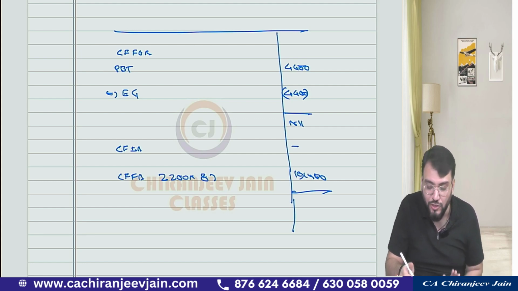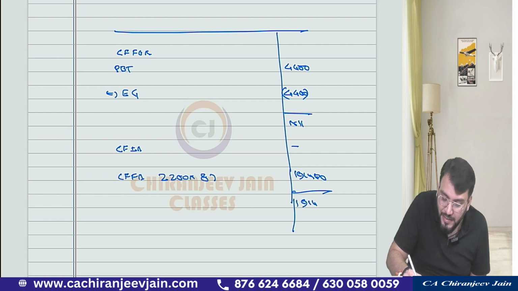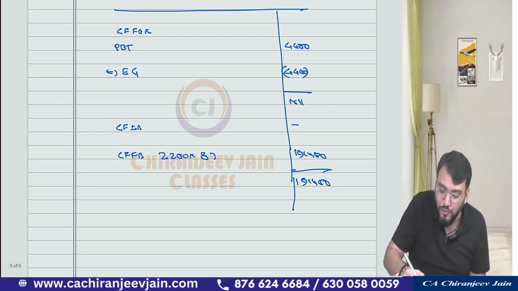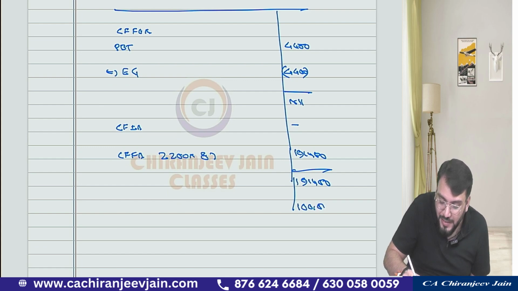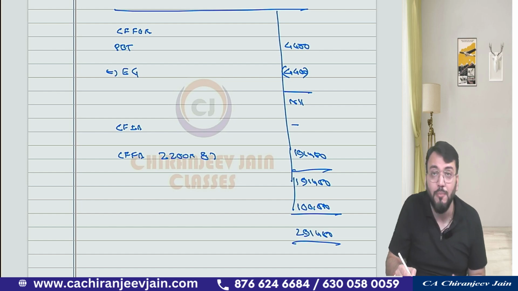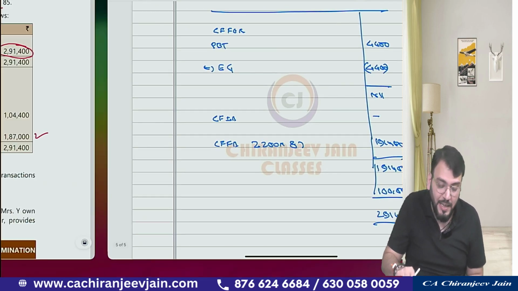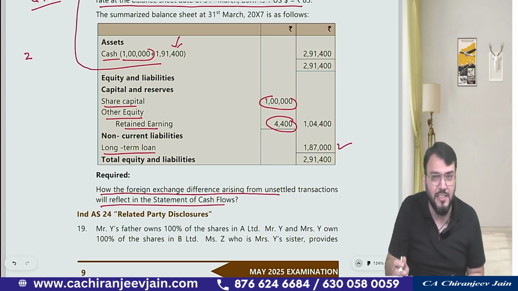Got this point? So can you say this becomes the net increase in cash and cash equivalent. The net increase in cash and cash equivalent during the year is 1,91,400. We'll add opening cash and cash equivalent, and this will become 2,91,400. That will become closing cash and cash equivalent, and that will tally with the balance sheet closing balance. This is the cash flow statement.